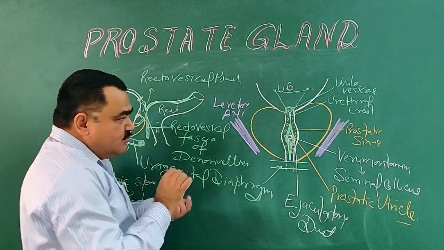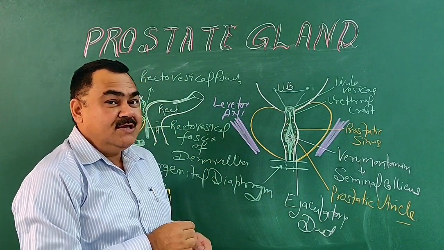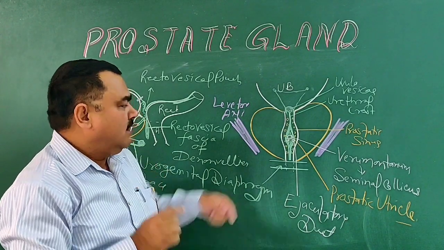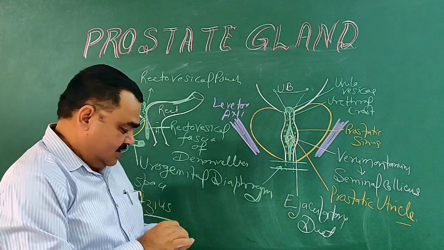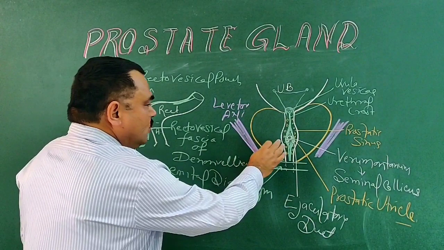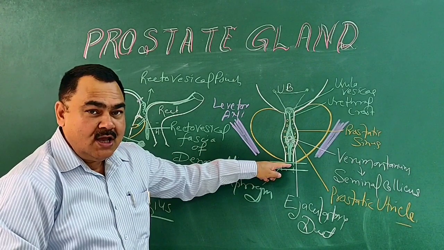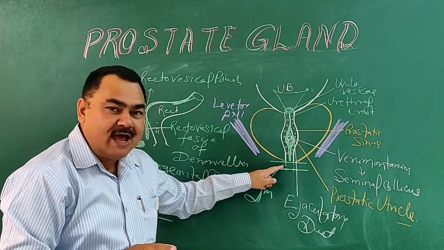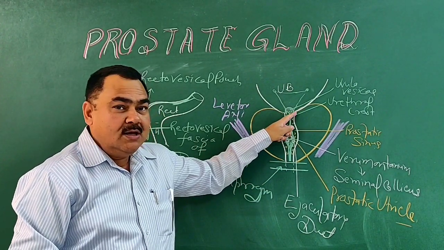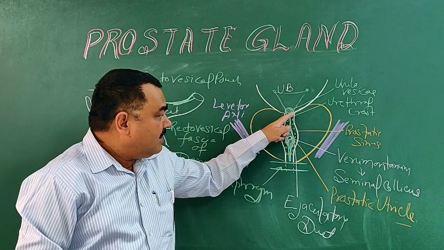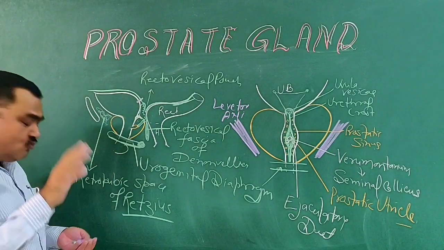If you see the shape of the prostate, it is like an inverted cone, like a chestnut. It has an apex, which is directed downward and related to the urogenital diaphragm. It has a base, which is broad and related to the urinary bladder and the neck of the bladder. It has an apex, a base, and four surfaces.